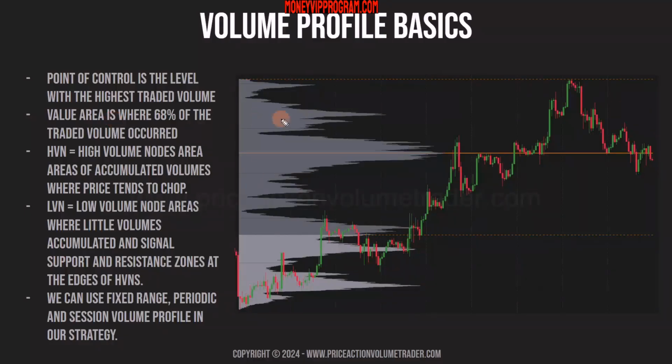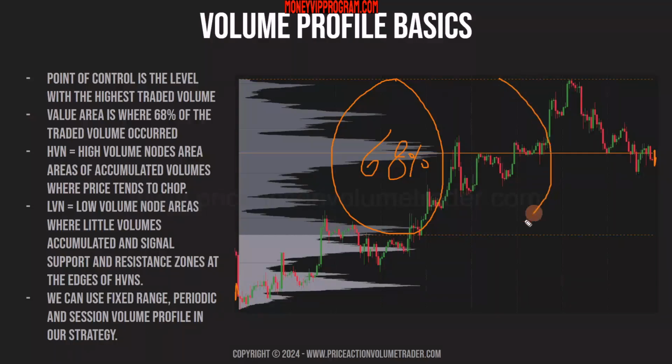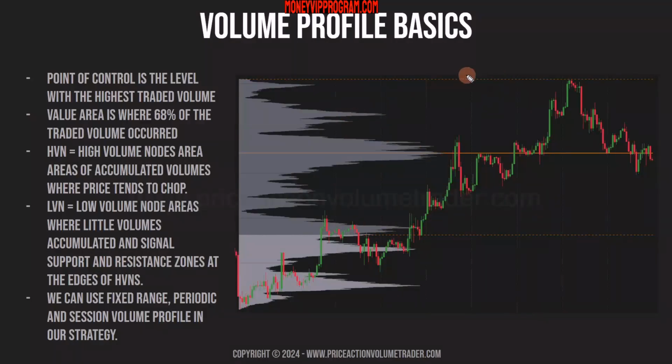Then we're going to have a value area, which again is 68%, which in this case would be right over here. This would be 68% of all the traded volume from here all the way to here, 68% of the volume was traded within this value area right here. Then we're going to have, obviously, the value area high here, and the value area low right over here.